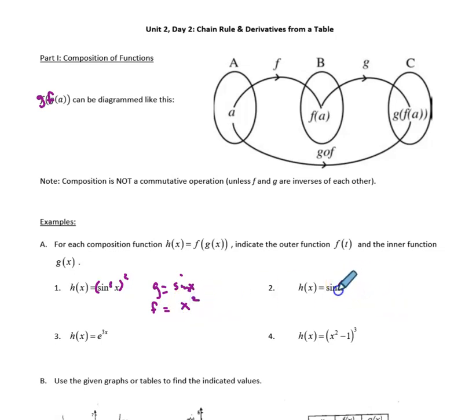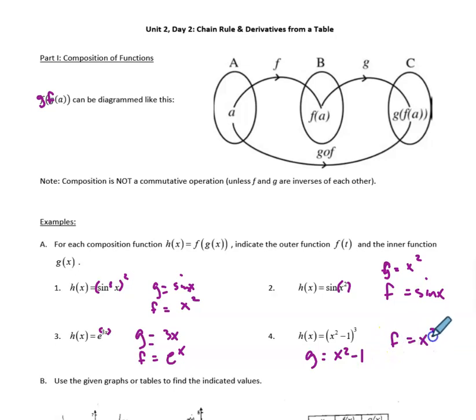For number two, it looks like x squared is within the sine. That is inside because it's inside the parentheses. So here, your function g, your inside function, will be x squared, and your outside function f will be the sine of x. Going down to the next one, it looks like 3x is in the exponent, so that is in the parentheses, that is your inside function. So here your inside function is 3x, and your outside function, the f function, is e raised to the x. And then last, nicely, we have parentheses here, so we can easily state that our g function, our inside function, is x squared minus 1, and then our outside function is going to be x cubed.